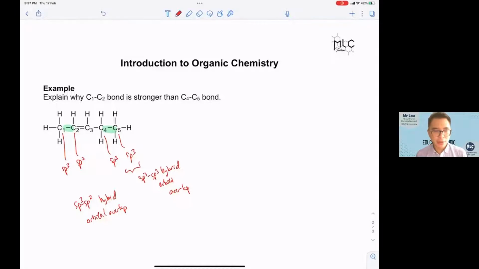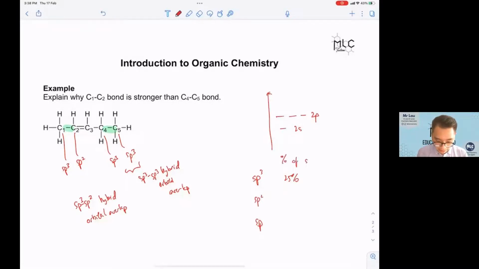Now let's compare between the sp3 and sp2 hybrid orbitals. If we look at this, these are the two s orbitals, these are the two p orbitals. sp3, sp2, and sp. sp3 orbitals are made up of 1 s and 3 p orbitals, so the percentage of s in the hybrid orbitals is 25%. One s is divided into 4 hybrid orbitals, so each only has 25% s character. sp2 is 33.3%, sp will be 50%.